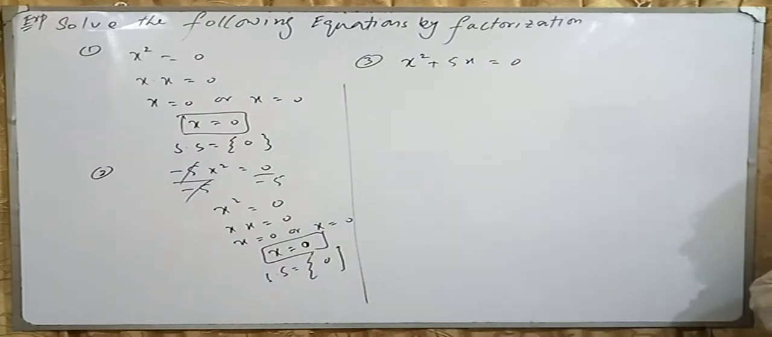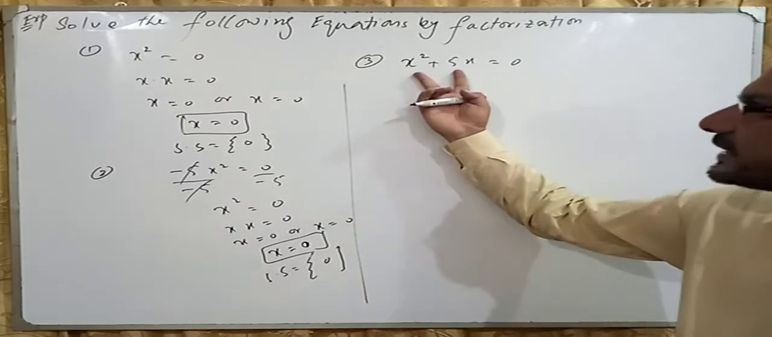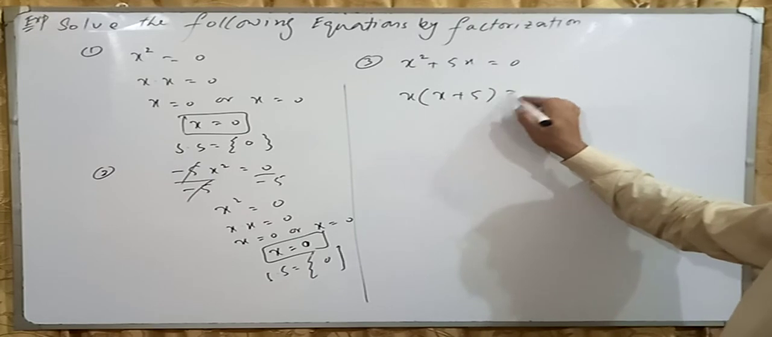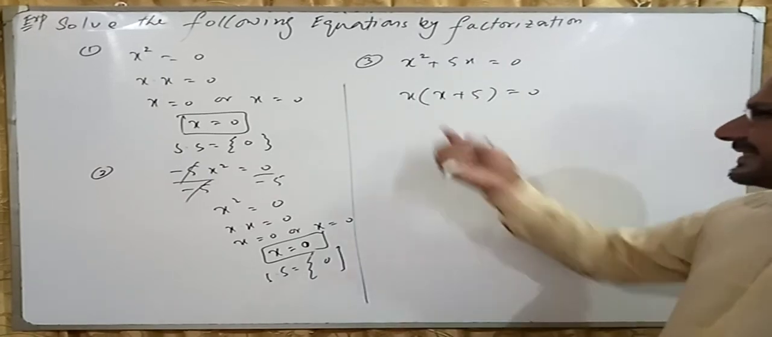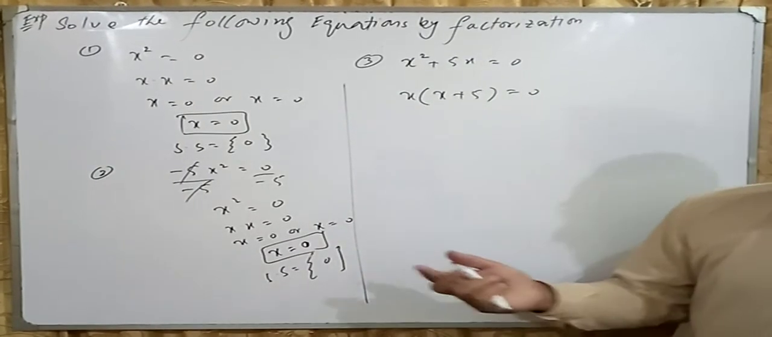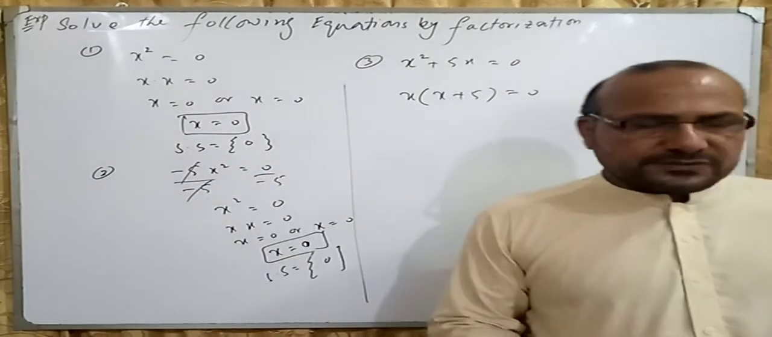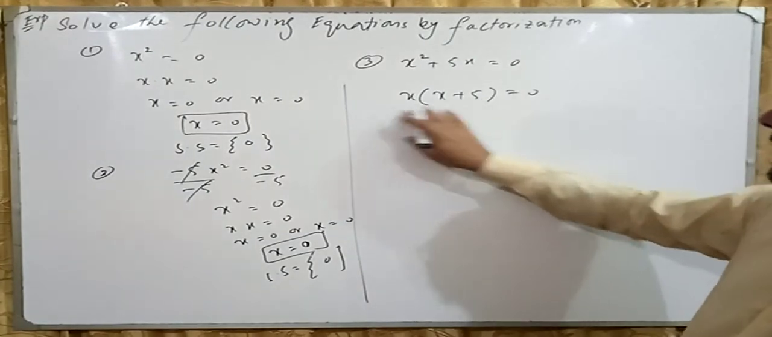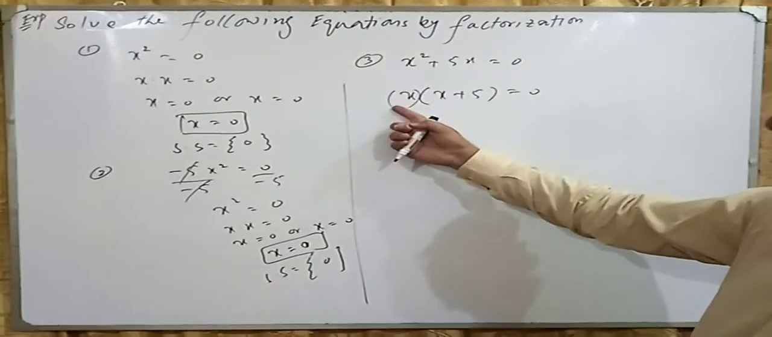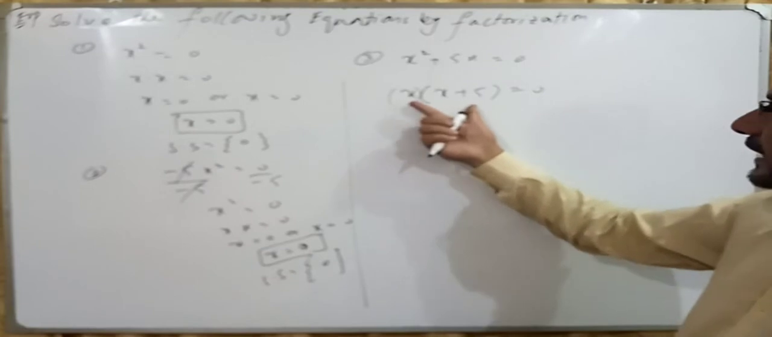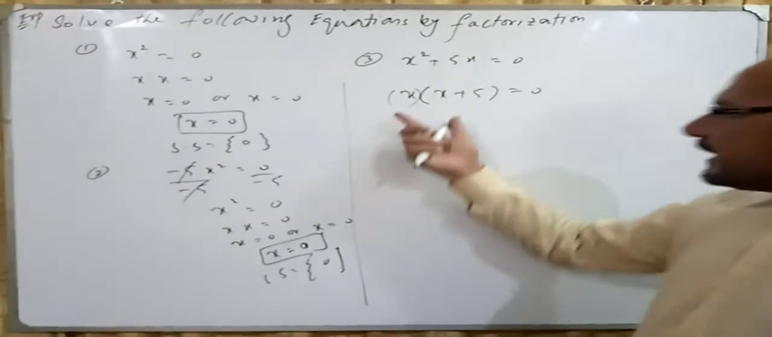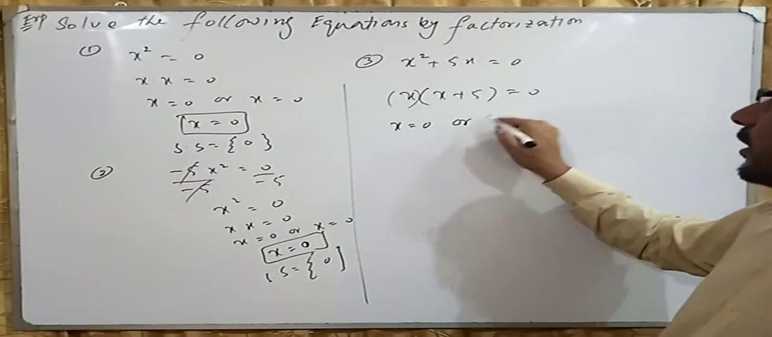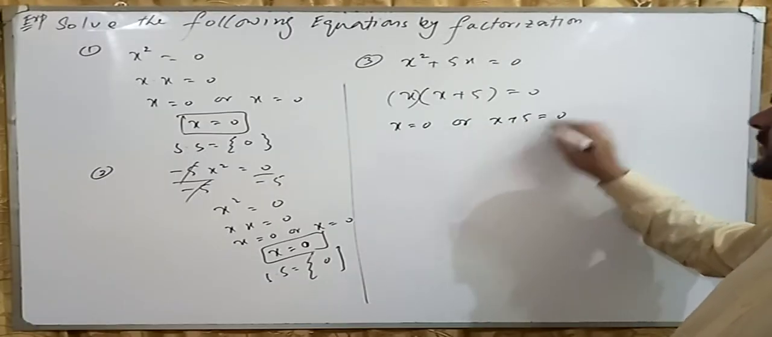Now this is very much easy to factorize. What is common in these two? x. So take x common, what will remain? x plus 5 equal to 0. So you will make the factors. These are the factors. Factorization basically means to convert terms from addition or subtraction into multiplication form. Now if the product of these two factors, this one and this one, these two are the factors. If the product, means zarab, of these two factors is equal to 0, so you can say x equal to 0 or x plus 5 equal to 0.